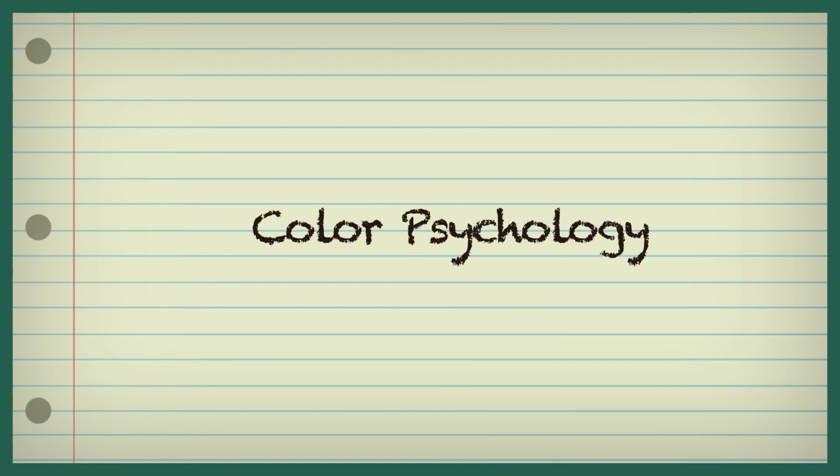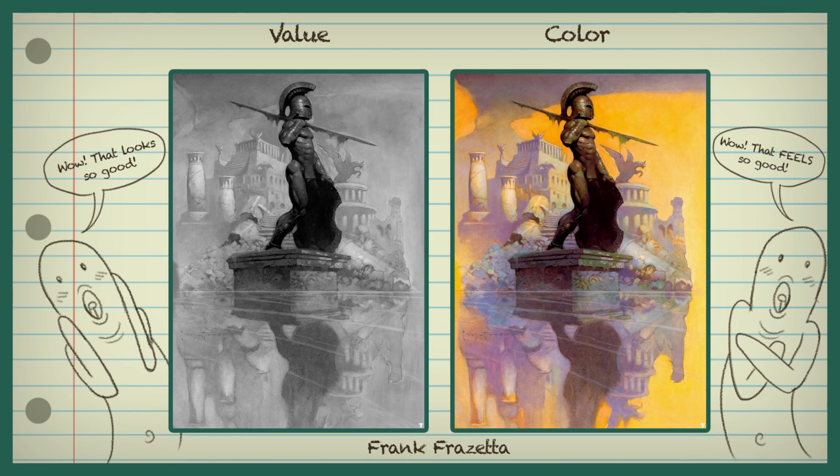Yes, a large portion of that psychological part of our brain is dedicated to values, but I think a good portion of that is also dedicated to color. I like to think of it kind of like this. Values are what will make people go, wow, that looks so good. And color is what makes people say, wow, that feels so good.